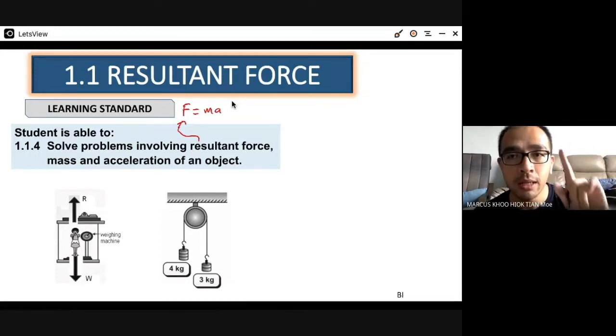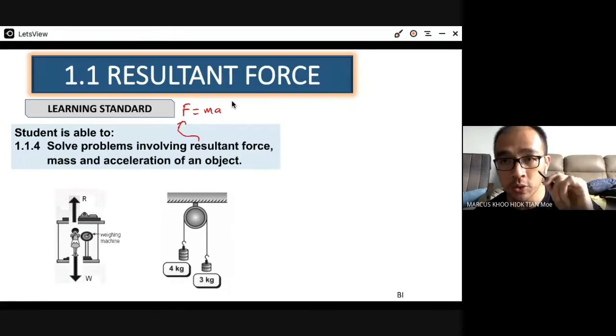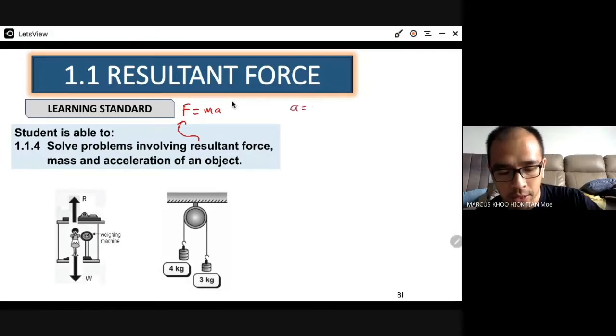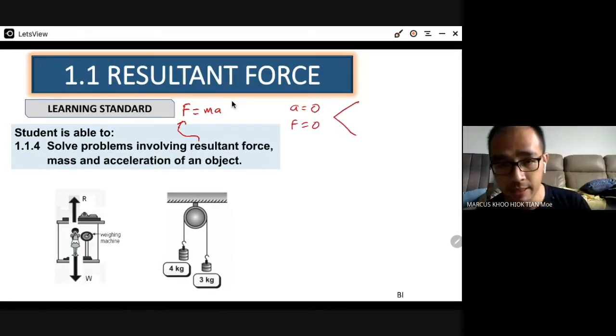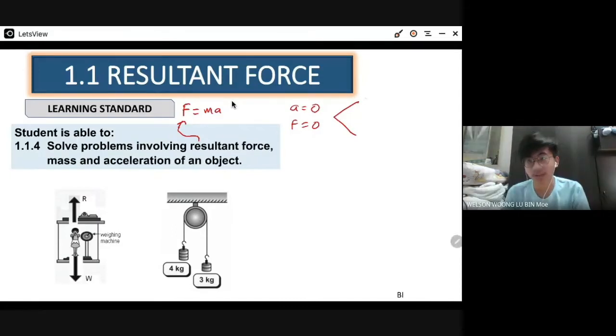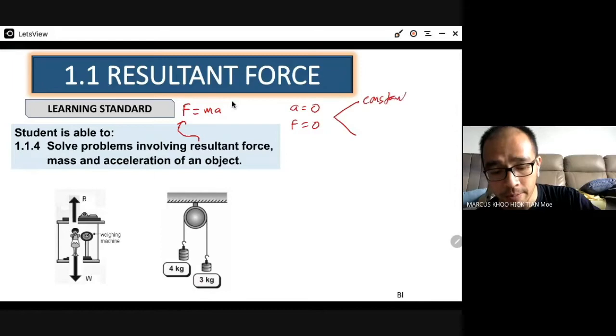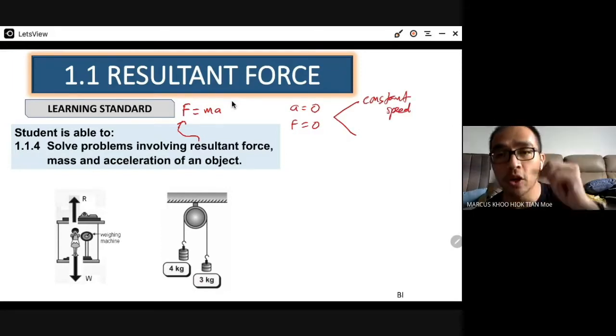Now the single most important thing, and this is where I want you to answer me. There are two situations where the resultant force is zero. When the acceleration is zero and the resultant force is zero, what are the two possible explanations for this? Let's have Wilson answer this first. What is one possible situation where the acceleration and the resultant force is zero? Constant speed or stationary. Okay, very good. It is moving with a constant speed or it is not moving at all.